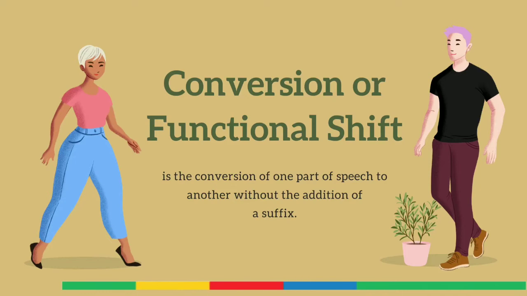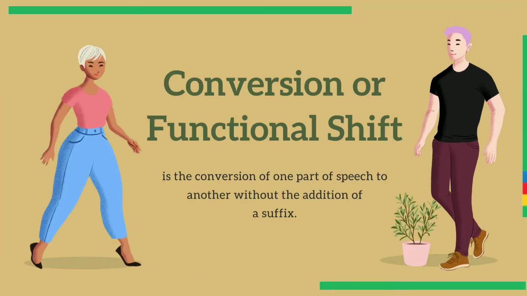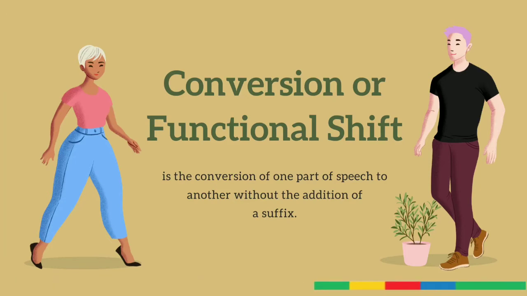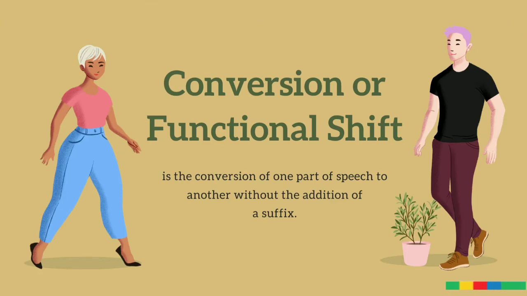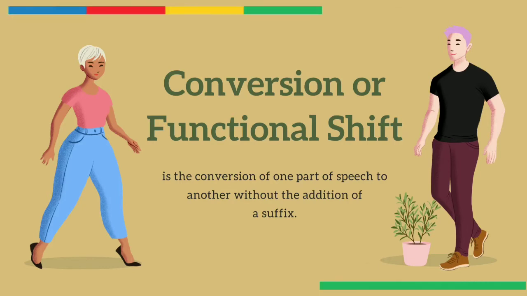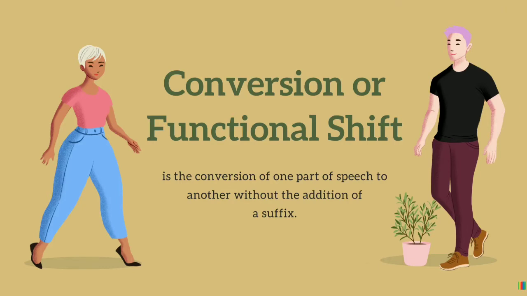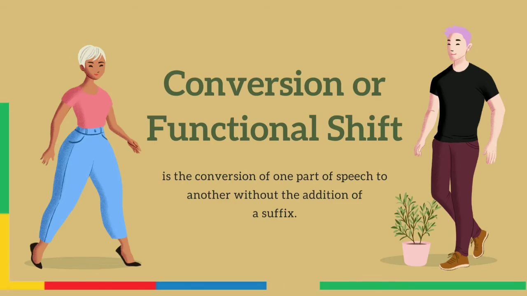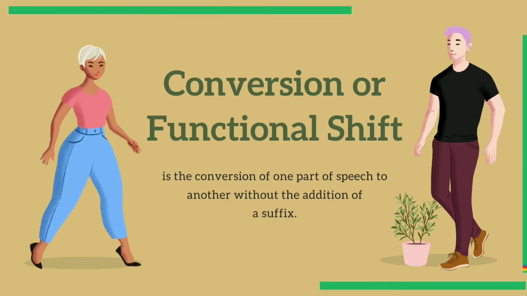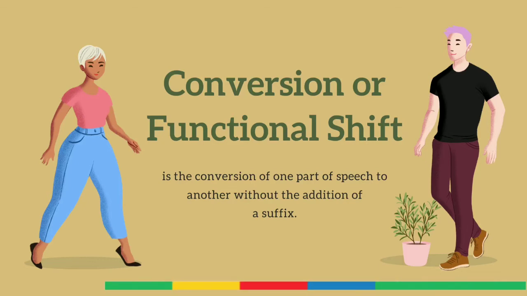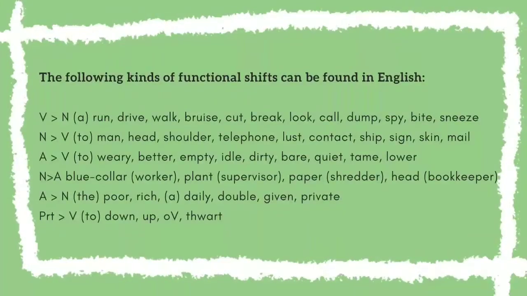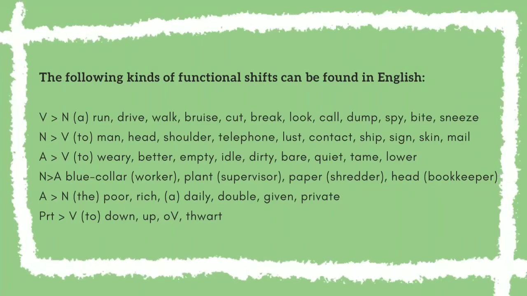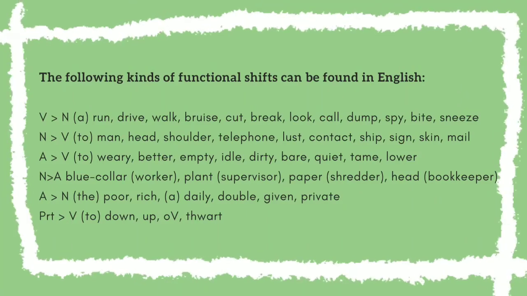And now, conversion or functional shift. A functional shift is the conversion of one part of speech to another without the addition of a suffix. It is sometimes said that the zero derivational suffix is added, since it is usual for derivational suffixes to change the part of speech, as discussed. The only concrete change that may occur in a functional shift is a change in stress. The kinds of functional shifts that can be found in English are shown on the screen.